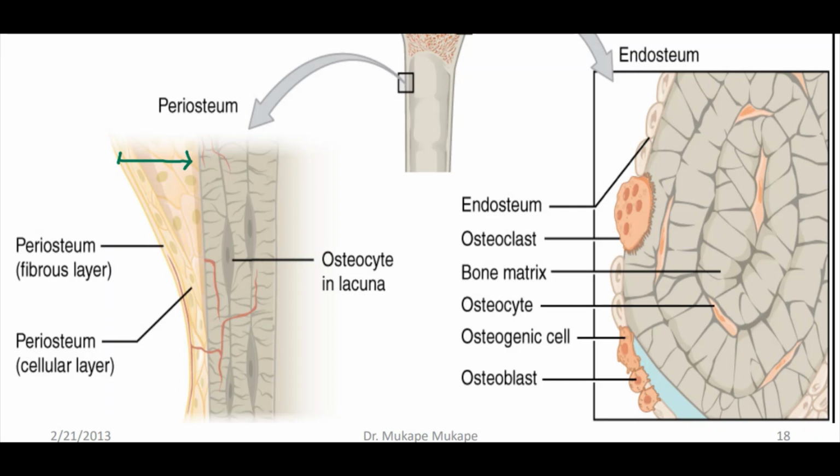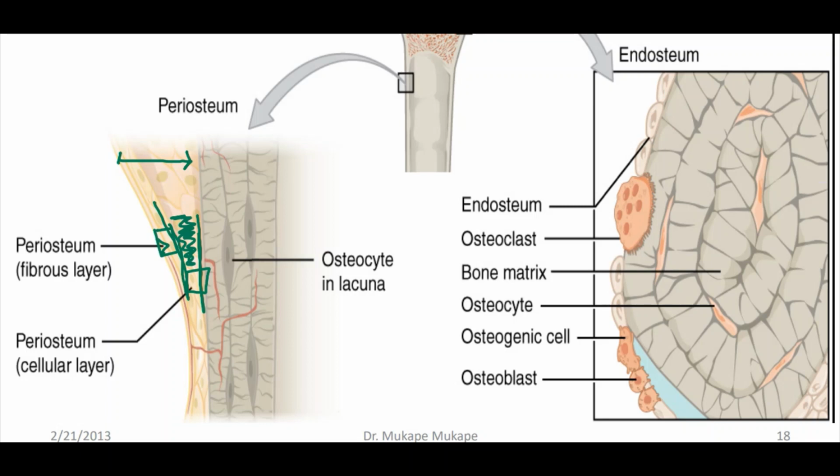So the periosteum layer here has the fibrous layer, the outer one, from here to here, and then it has the cellular layer, which has cells, from here to here. So it's a layer, the outer one and the inner one. This is the inner one here, and then this is the outer one. All right, so this is the periosteum.